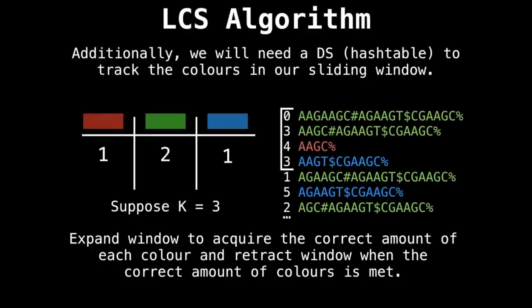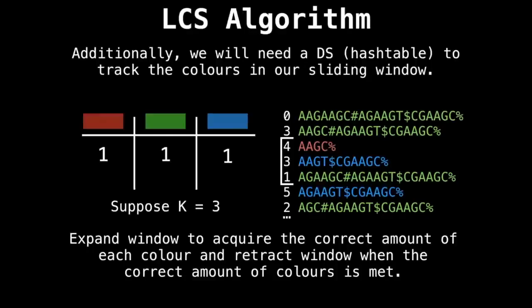Now, since we have enough of each color, we can then reduce the window size. I removed one green suffix, and we still have at least one of each color, so we can again perform a query to find out that we get the same result as last time. Now I shrank the window even more, and now we don't have enough green, so we cannot perform a valid query here. What we need to do is expand the window downwards until we hit a green suffix.